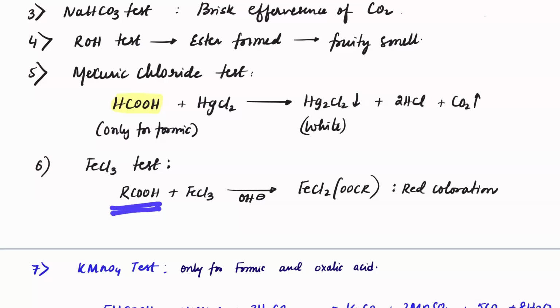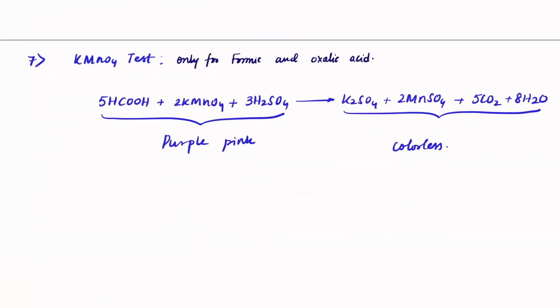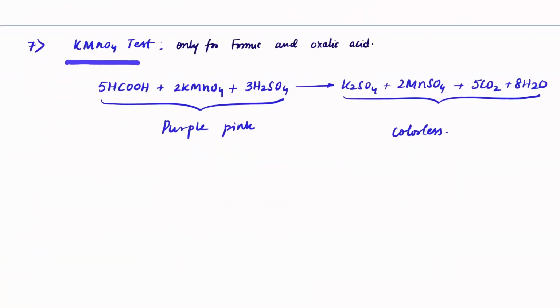Generally, carboxylic acids react with FeCl3 to give a red coloration of the liquid, forming the iron carboxylate complex (RCOO)3Fe along with FeCl2. Got it? And lastly, the KMnO4 test. This is again observed for formic acid and oxalic acid.